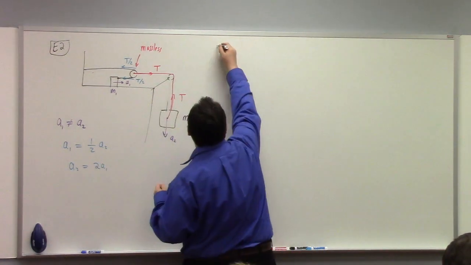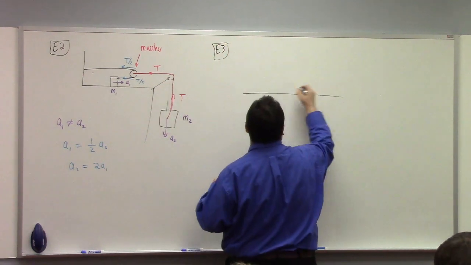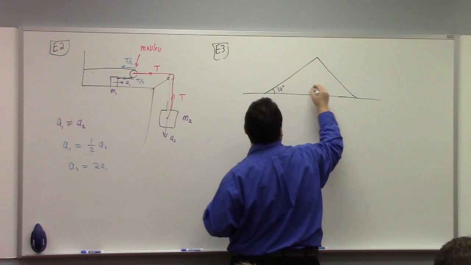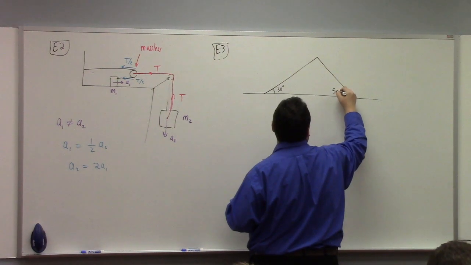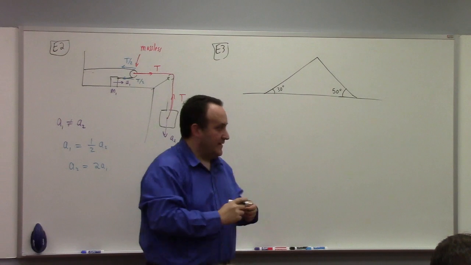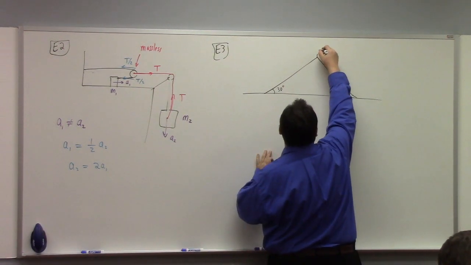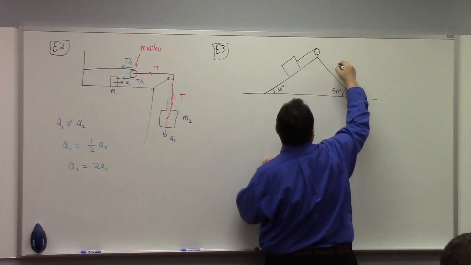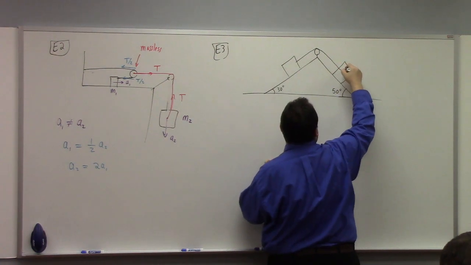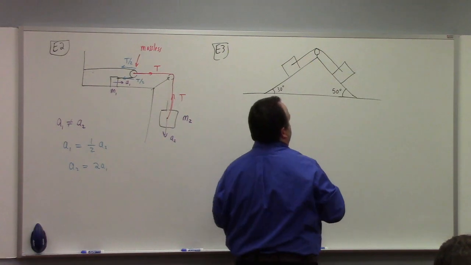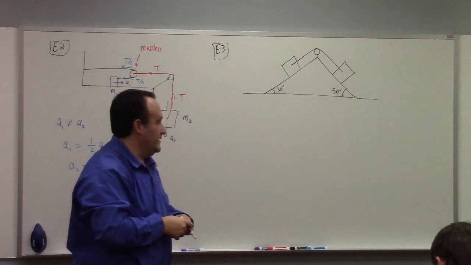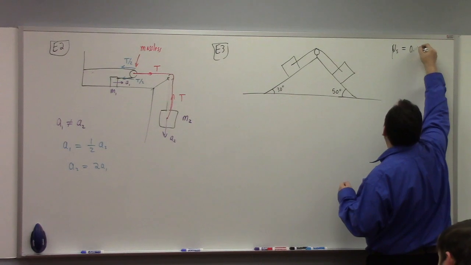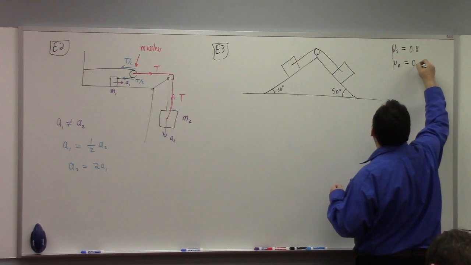Another example I should work is something like this, where we have a different angle on different sides, maybe 30 degrees over here, maybe 50 degrees over here. My picture, of course, isn't quite right. And suppose you've got a pulley up here, and you've got a box on one side, and a box on the other side, all right? And let's say that the coefficient of static friction is 0.8, and the coefficient of kinetic friction is 0.4.